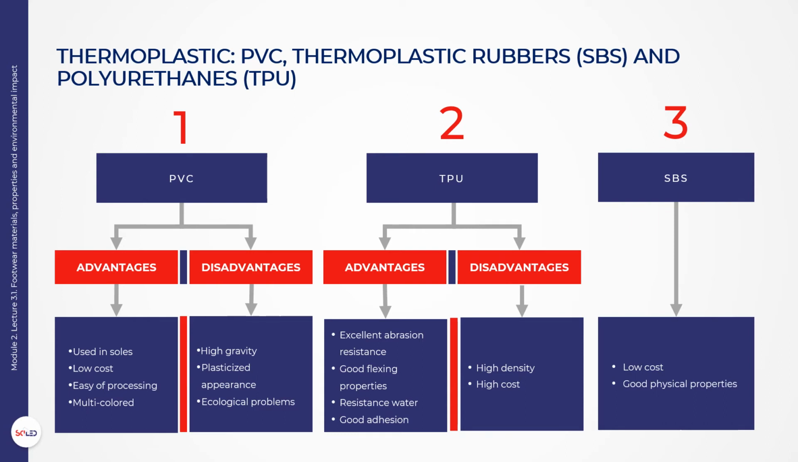SBS copolymers for shoe soles are available worldwide, have high fill tolerance, low cost, and good physical properties such as softness, flexibility, and strength, and better abrasion resistance than natural rubber, although worse resistance to fatigue than this. It currently represents approximately 15% of all soles produced.